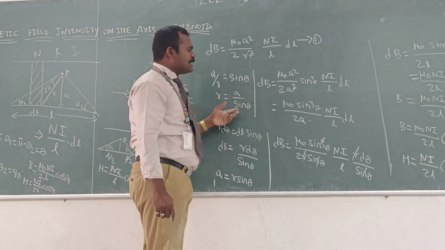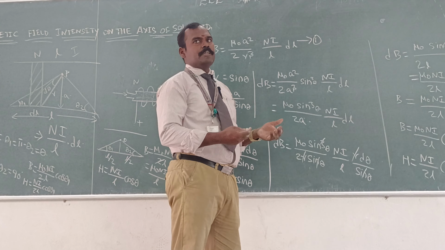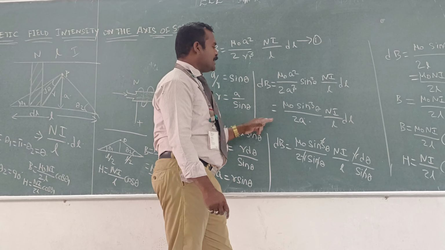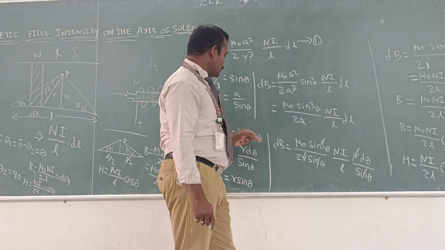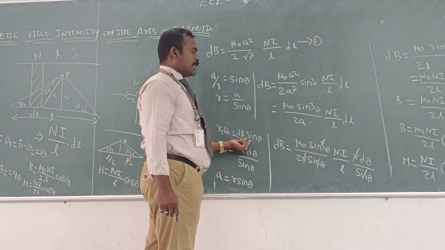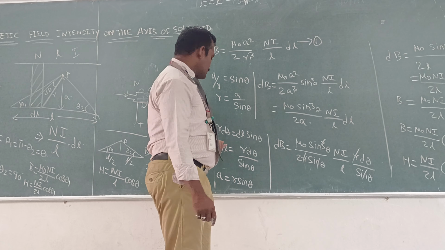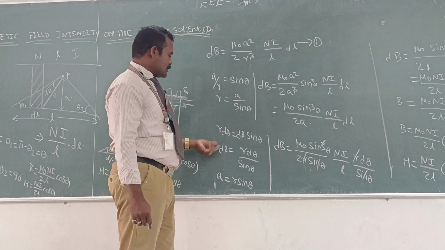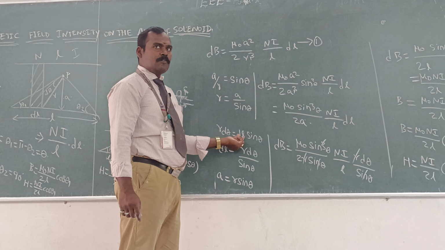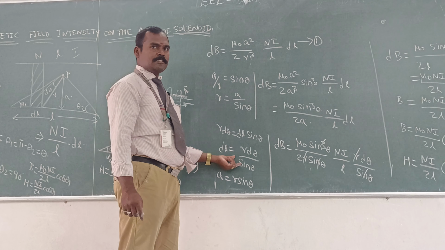We need to simplify the expression again, because with the presence of sin cube theta we can't perform the integration; it is a little bit complex. So we need to simplify this term again. We know that R d theta equals dl sin theta. Here dl also is present, so you can replace it. From this expression, dl is equal to R d theta by sin theta, which we can also substitute.